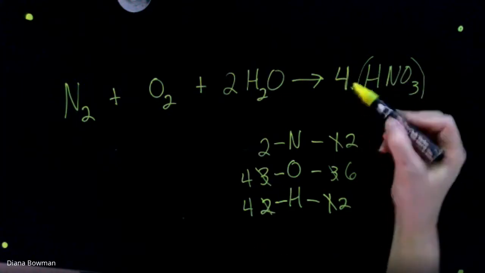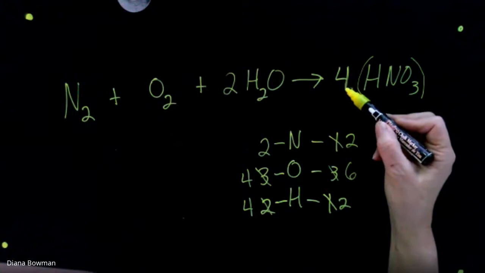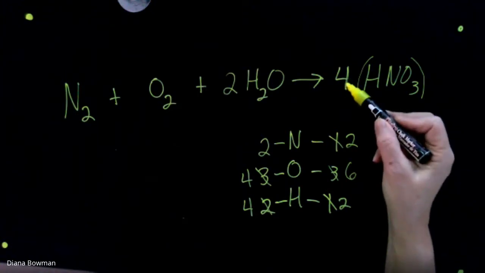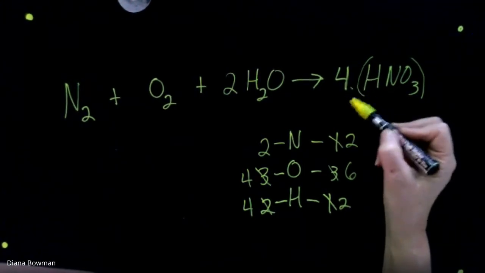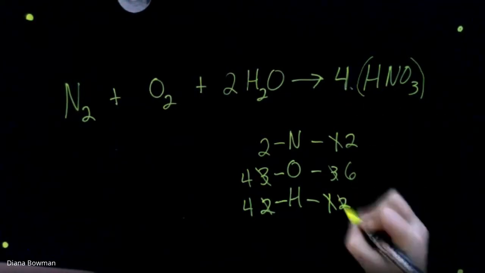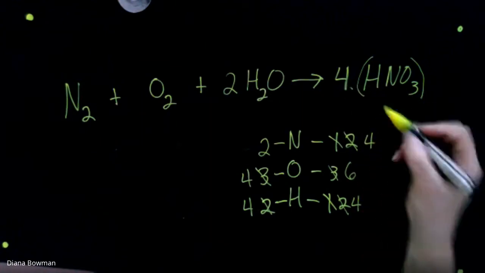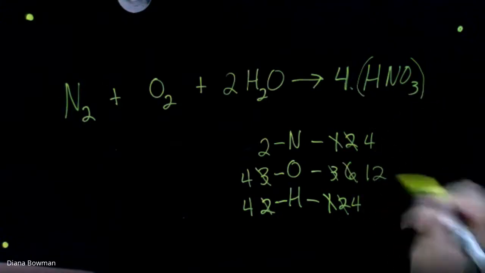So sometimes you'll put a coefficient down and it'll turn out that it's not going to work. And sometimes you just have to let the problem work itself out, and you realize, nope, it's not going to be a 2, it's going to have to be a 4. Okay, and that just happens, and don't panic when it does. So now I'm going to have 4 hydrogens. I'm going to have 4 nitrogens, and I'm going to have 4 times 3. I'm going to have 12 oxygens, okay?